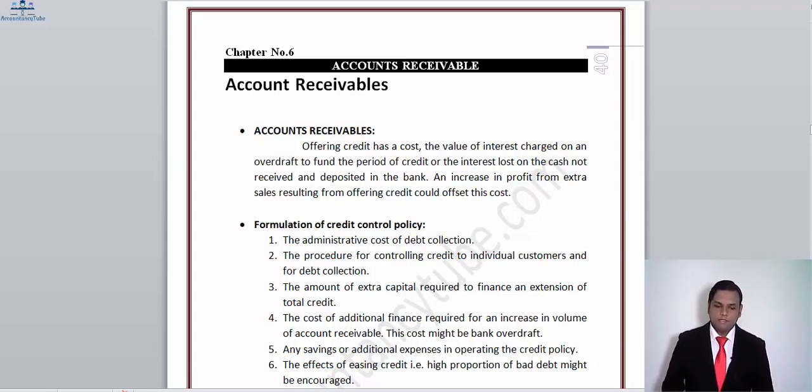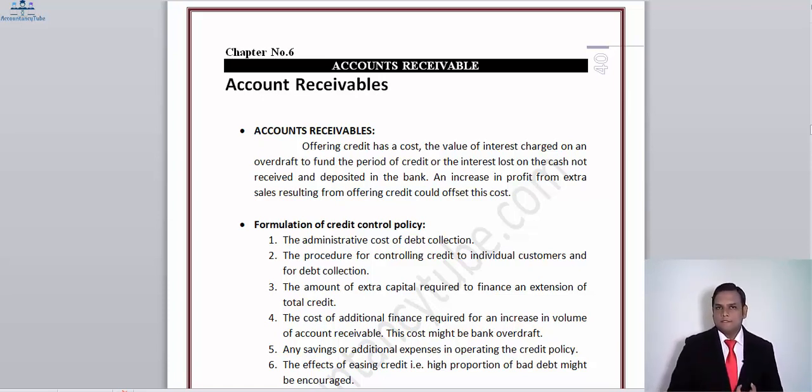Offering credit, that is creating receivables by offering credit, has a cost: the value of interest charged on an overdraft to fund the period of credit, or the interest lost on the cash not received and deposited in the bank. An increase in profit from extra sales resulting from offering credit could offset this cost. Now, cost-wise speaking, the receivables should justify the overdraft rate.